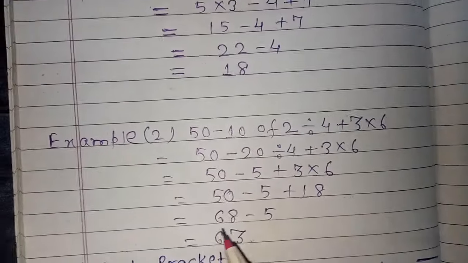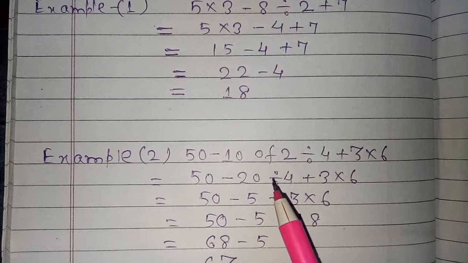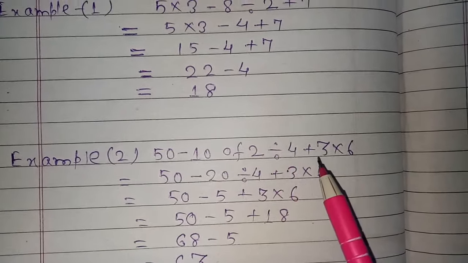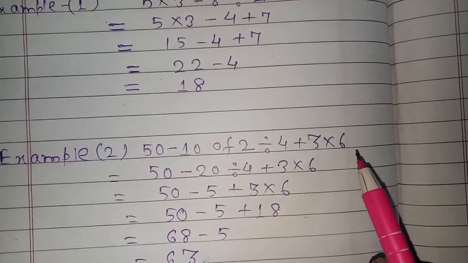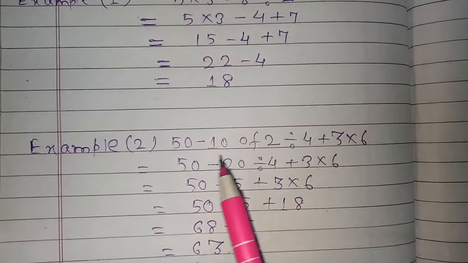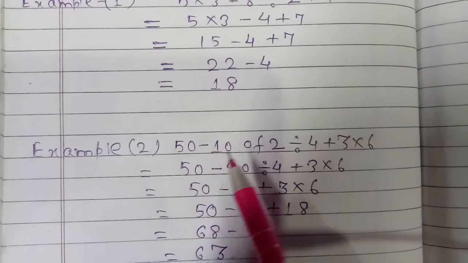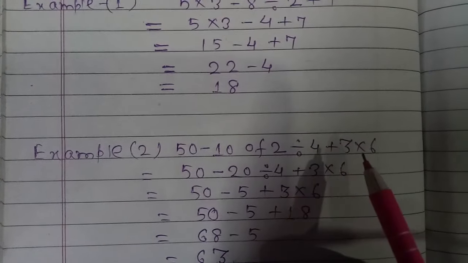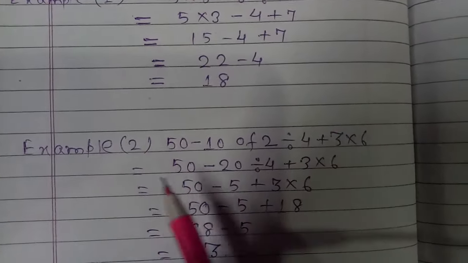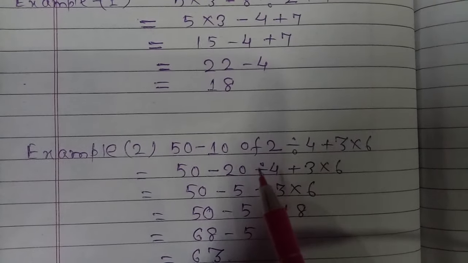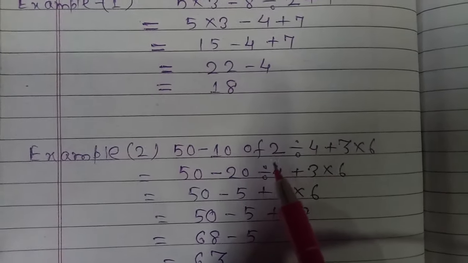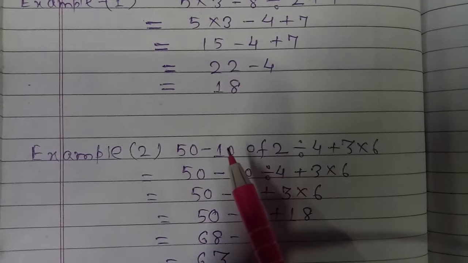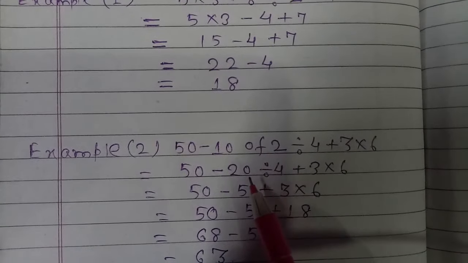Okay, now see the second example. The second example is 50 minus 10 of 2 divided by 4 plus 3 multiplied by 6. So here, how many operators are present? Subtraction, of, division, addition and multiplication. Among all these operations, according to the BODMAS rule, the highest priority is given to "of". Of means multiplication. So multiply 10 by 2, we will get 20 here.